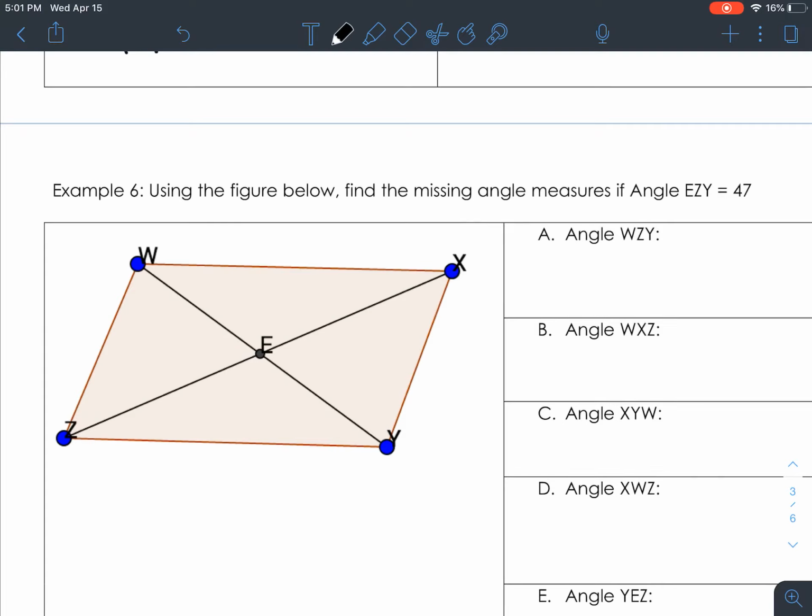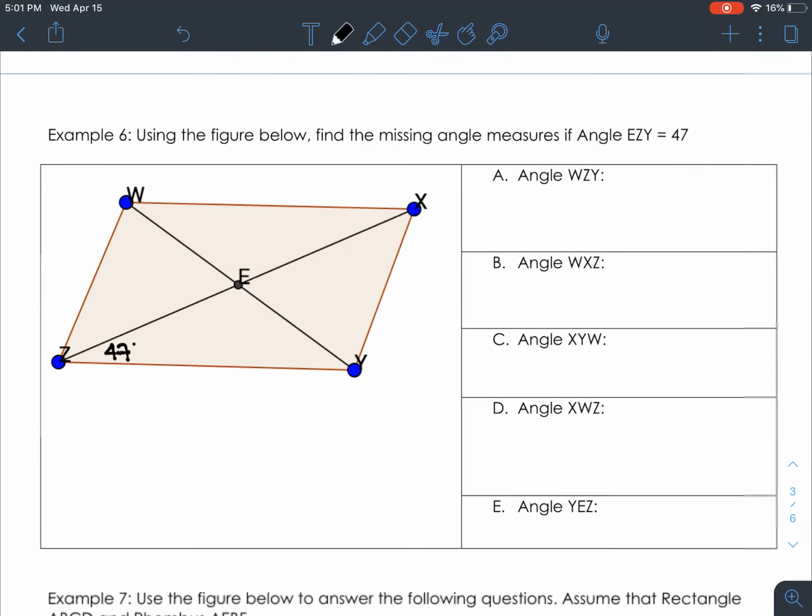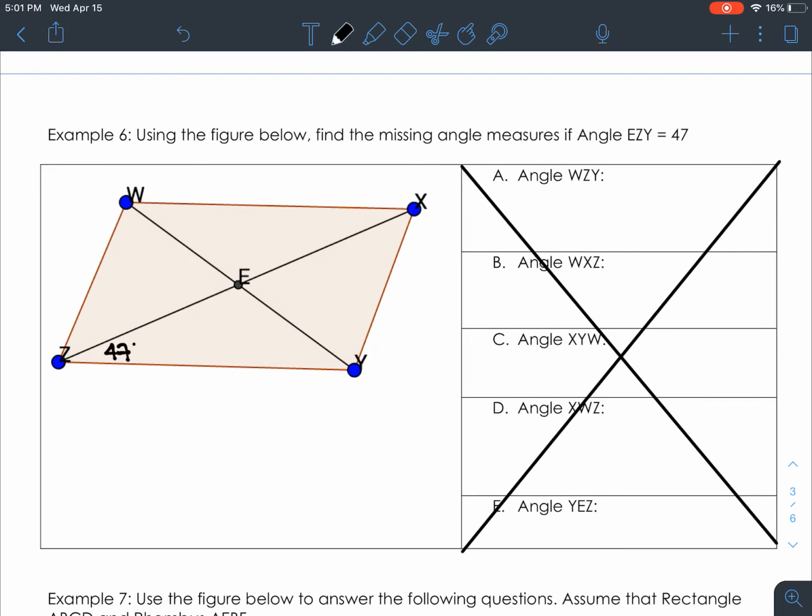All right, so let's do this one as well. So this is a rhombus. It definitely doesn't look like it, but we're going to pretend it's a rhombus. So we're given that angle EZY is 47. Once again, guys, this is not going to be drawn to scale. This is going to be very ugly. But instead of trying to fill in these individually, let's just fill in every single angle that's there.